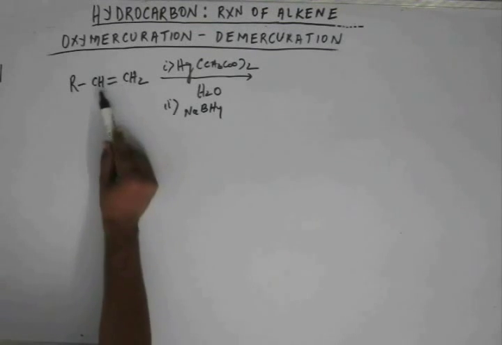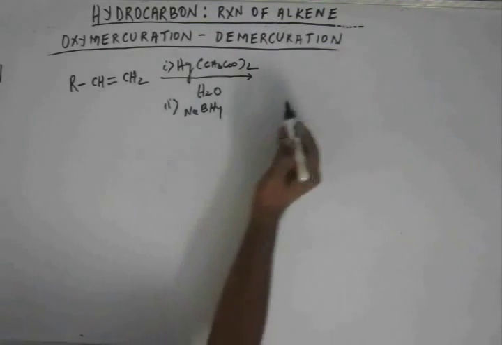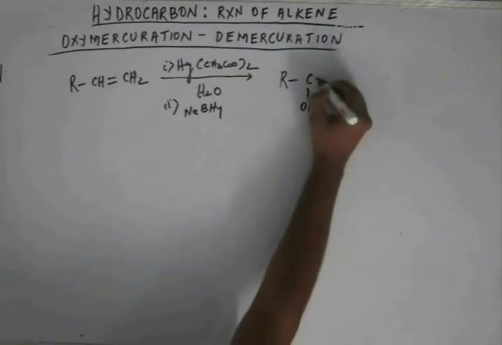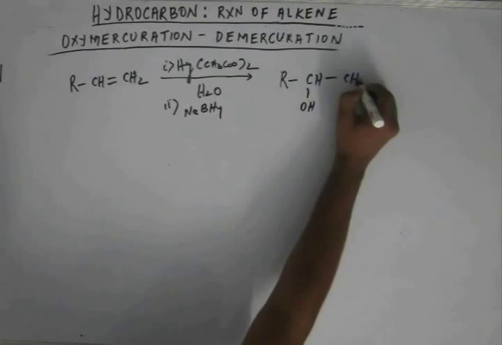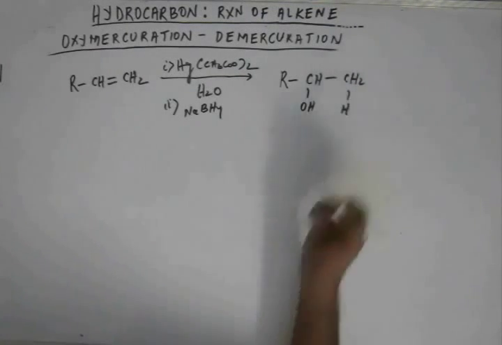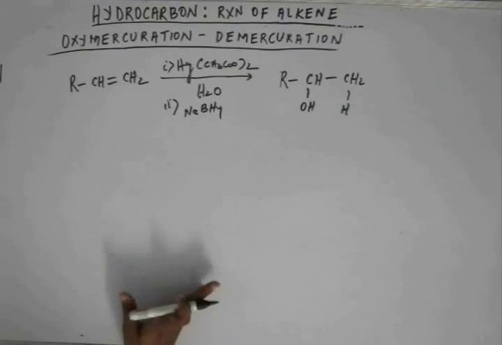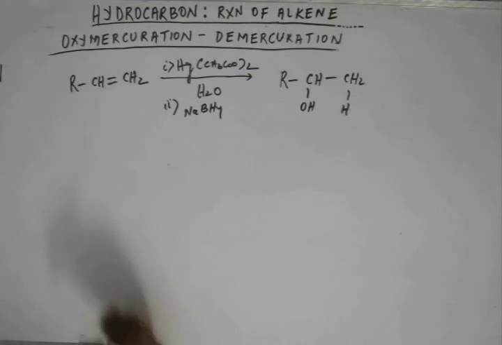Meaning out of these two, OH group will get attached to the carbon which is more substituted. And this carbon, because it is second degree carbon, is more substituted. So OH group will get attached to second carbon. But there would be no rearrangement, and a hydrogen will get attached to first carbon. So it is Markovnikov product without rearrangement. Fine. Now let's see the mechanism, how it proceeds.